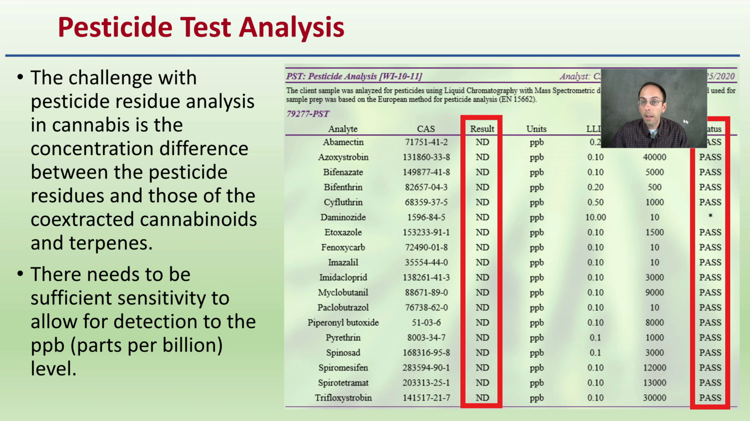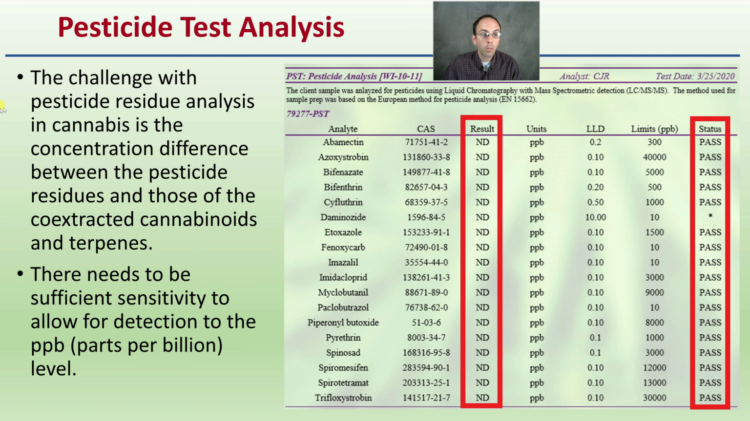Now, there's also pesticide analysis. The challenge with pesticide residue analysis in cannabis is the concentration difference between the pesticide residues and those co-extracted cannabinoids and terpenes. Here we're seeing units listed in ppb. ppm is parts per million. In this case, there needs to be sufficient sensitivity for detection of these pesticides down to the ppb, or parts per billion, level. So if they're going to be present in really small amounts, here we're still seeing a pass, which is great, but we have to be mindful that we're using the parts per billion unit when it comes to pesticide testing and analysis.